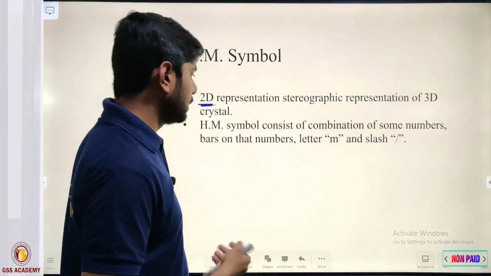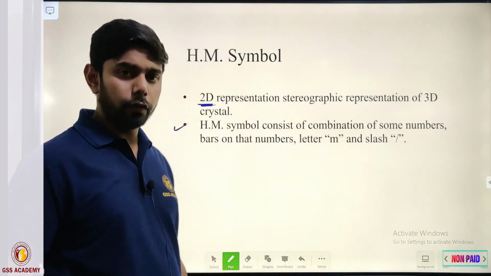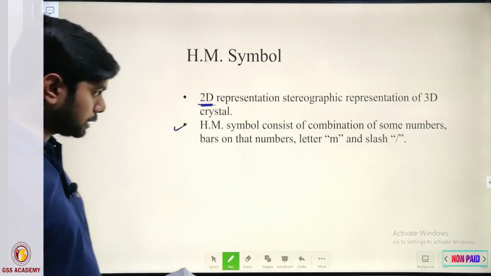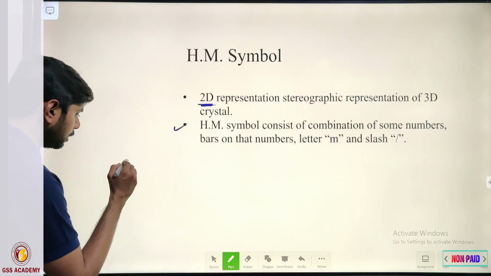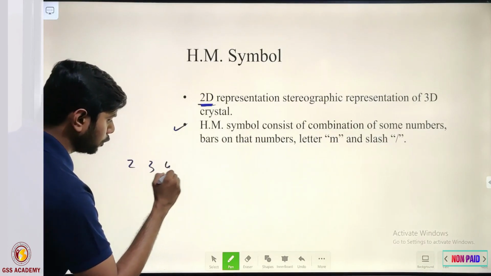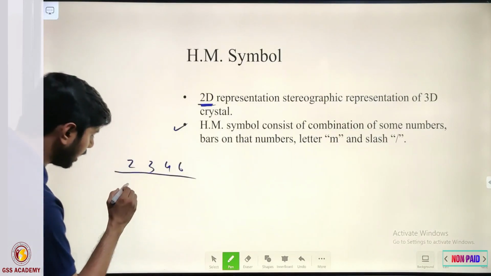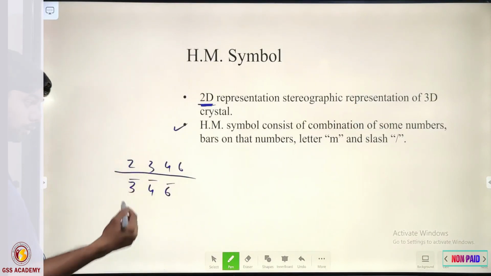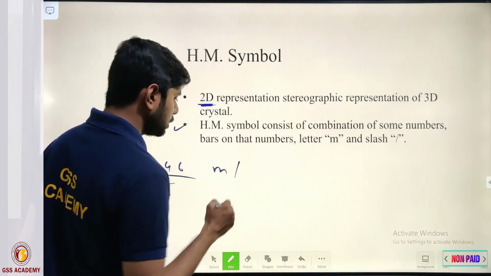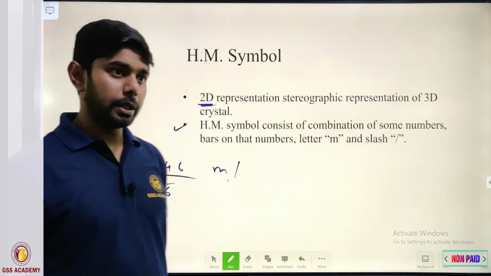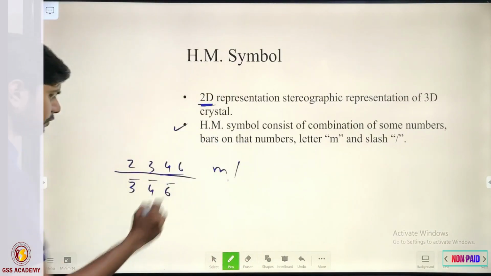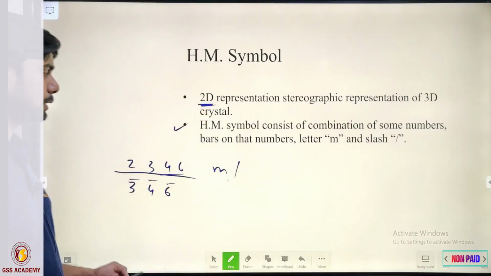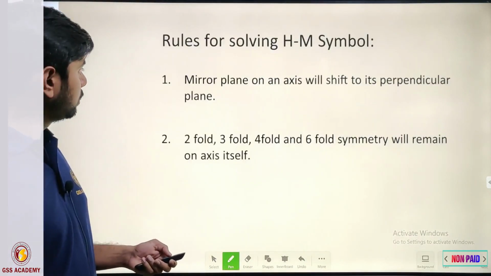After that, what does the HM symbol consist of? HM symbol consists of some numbers, with a bar on that number, that is 2, 3, 4, 6. These are the numbers. Bar means 3 bar, 4 bar, 6 bar. These are the bars on those numbers, and M and slash. So these are the basic figures which it consists of. We will be discussing these things in the upcoming lectures.